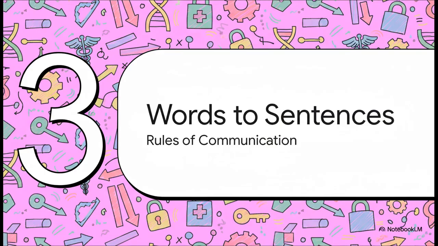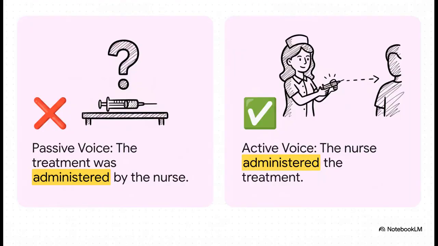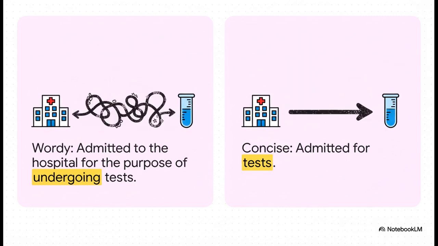Okay, decoding the words is step 1, and it's a huge step, but the code of medicine isn't just about single words. It's also about how you communicate. There are a few simple logical rules for how these words are put together to make sure everything is crystal clear. In medicine, clarity is everything. There's no room for guesswork, which is why the active voice is so important. Saying the treatment was administered is kind of vague. Who did it? Clear communication gets right to the point. The nurse administered the treatment. No ambiguity, no confusion.